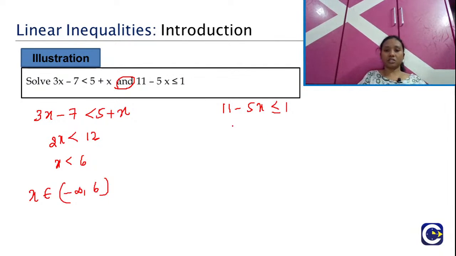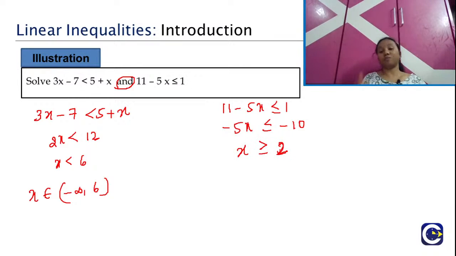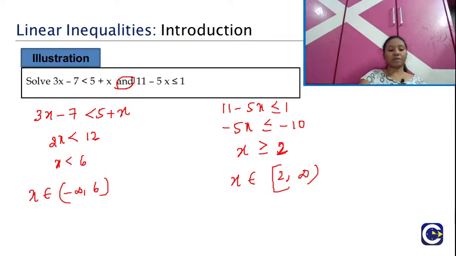So I can take this to the other side. Minus 5x less than or equal to 1 minus 11, that will be minus 10. Now I can divide by minus 5. It will become x greater than or equal to 2, because I am dividing by a negative number, so the sign of the inequality will change. So it will turn out to be greater than or equal to 2. That means my solution here will be 2 comma infinity, where 2 is included. So these are my two separate solutions of the two inequalities.